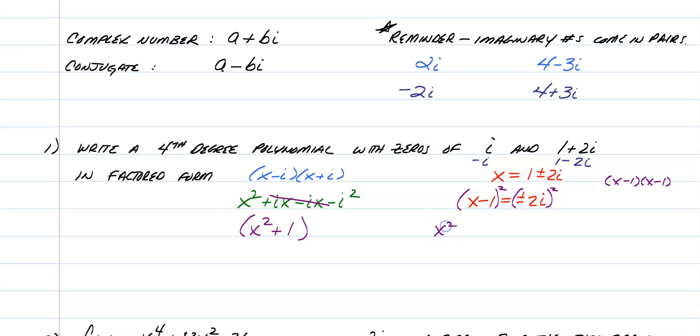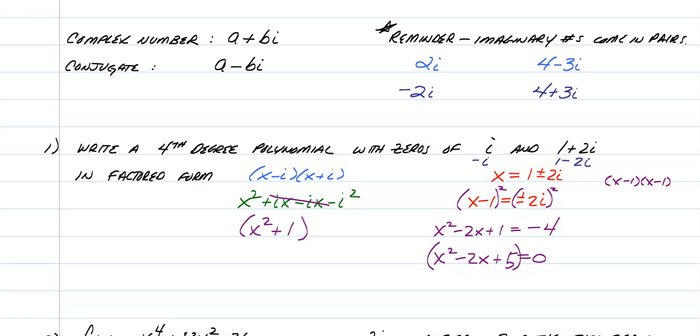That's going to give you x squared minus 2x plus 1 equals. Now remember, 2i squared is going to give you a negative 4, because 2 squared is 4, but i squared is a negative 1. Add that 4 back over to the other side, and you get x squared minus 2x plus 1, or plus 5 equals 0 after you add the 4 back over. And that would be your other term.